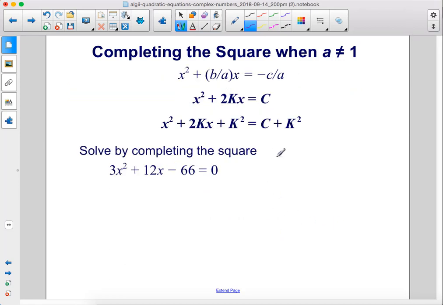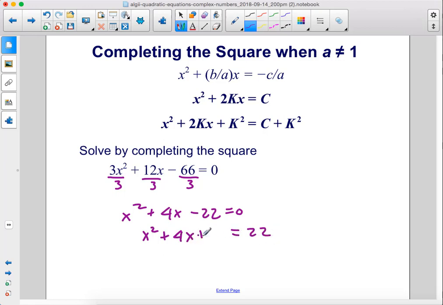Solve by completing the square. The first thing we're going to do is divide each term by 3, which is the lowercase a coefficient. That gives us x squared plus 4x minus 22 equals 0. Since we can't factor this, we're going to move the 22 to the other side. So we're going to add 22 to both sides.